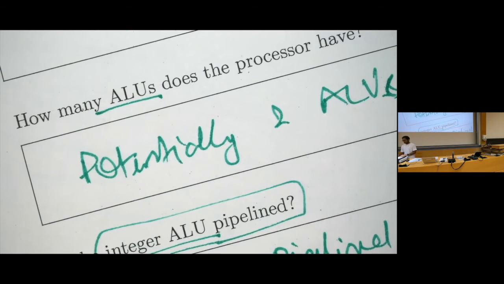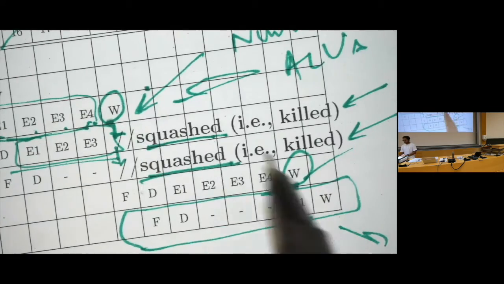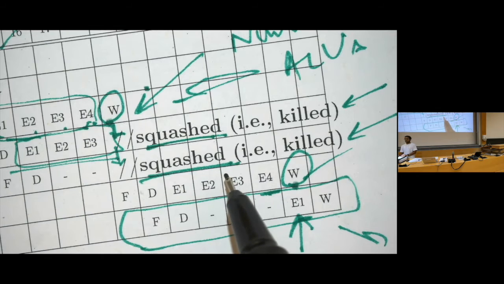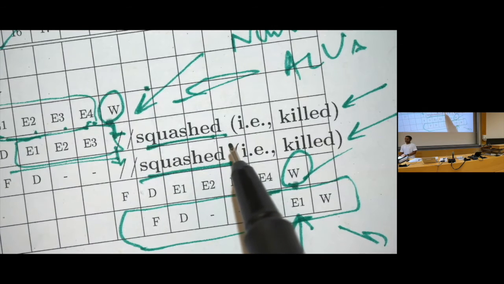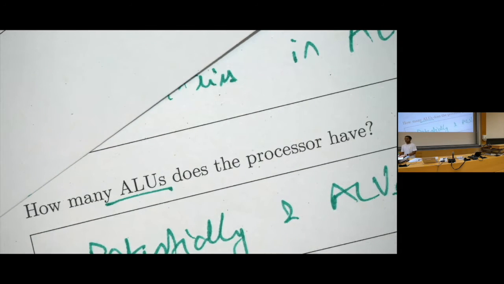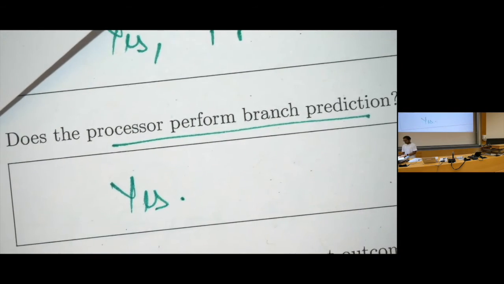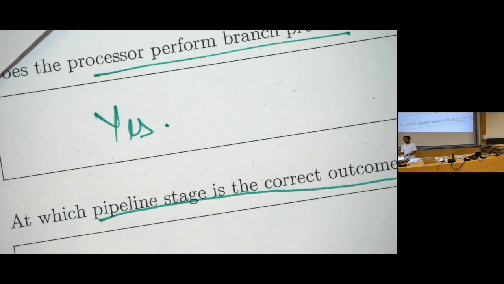All right, does the processor perform branch prediction? We saw clearly some instructions got squashed. Once again, the tip to remember, squashing means dynamic execution. Dynamic execution can come from load stores, branch predictors, load value predictors, some other arbiters, but usually it is branch predictors. So yes, we do perform branch prediction and our branch prediction went wrong. At which pipeline stage is the correct outcome of a branch evaluated?